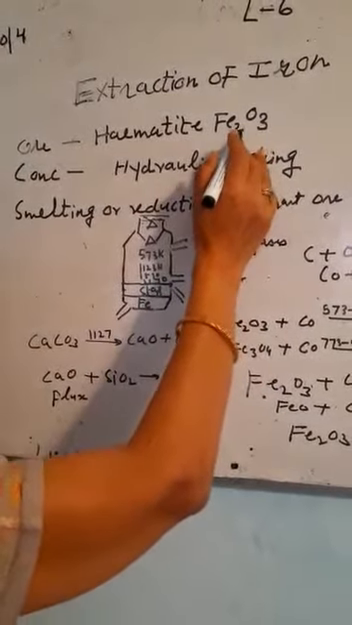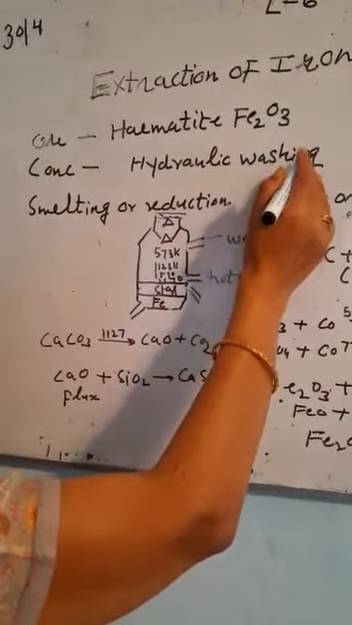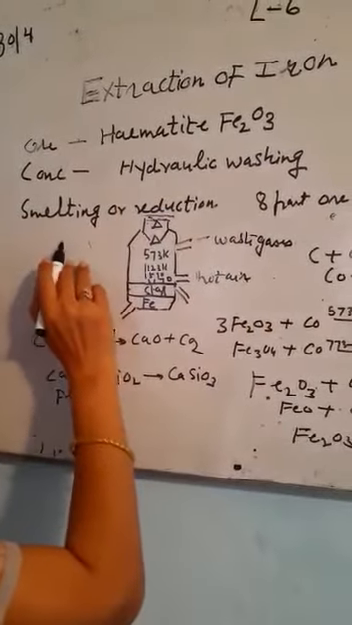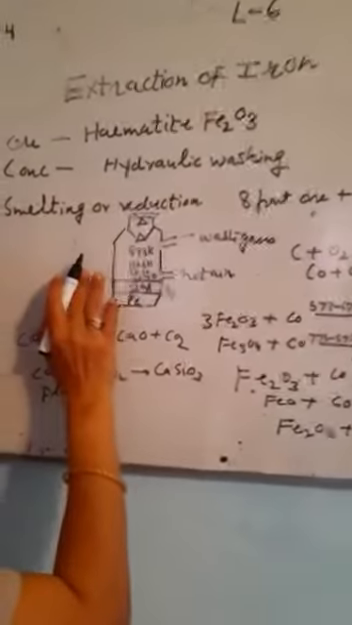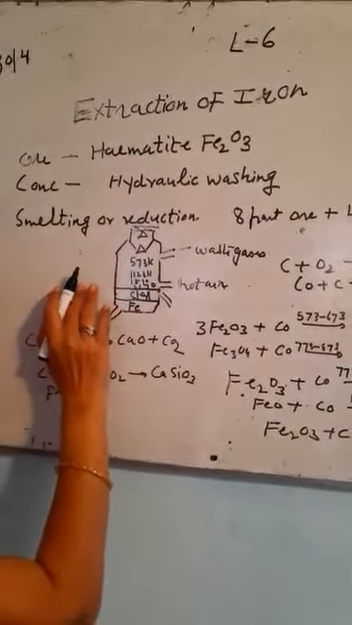It is already oxide ore, but calcination takes place just to remove excess water. After that, smelting or reduction of iron oxide takes place. This is done in a furnace which is known as the blast furnace.